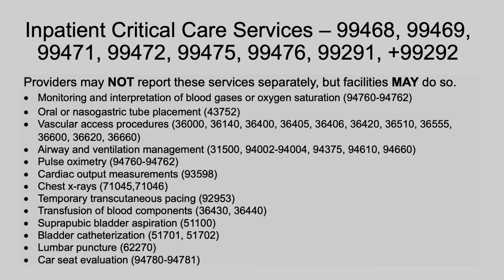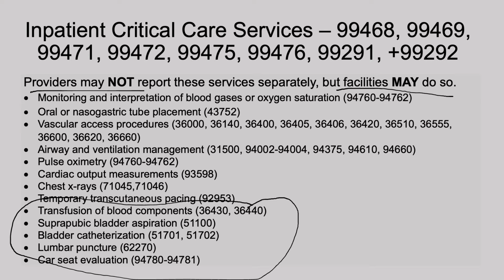Okay, again, we have the list of services included in inpatient critical care codes. Note again, facilities can report these separately, but providers may not. These are the same services listed for outpatient with some additions. The services listed after temporary transcutaneous pacing were not included in the outpatient. So it's the same ones except for the addition of these 5.